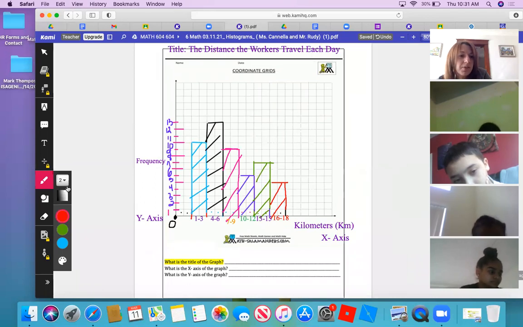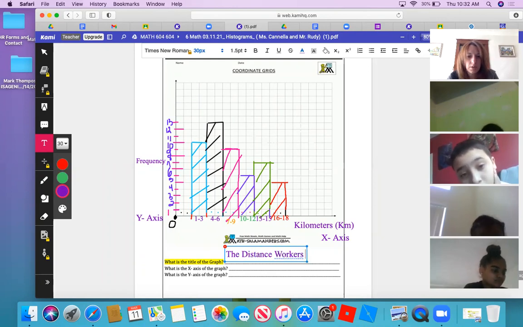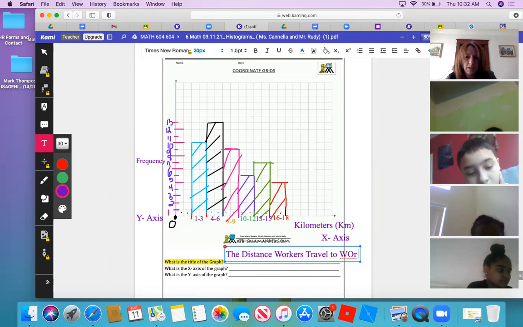So what is the title of the graph, Rameses? What do we call this? What does it say? The distance workers drive or travel. Yeah, good job, like you said before, right? So the distance the workers travel or drive. We're going to say travel to work or something like that. To work, I think we said.